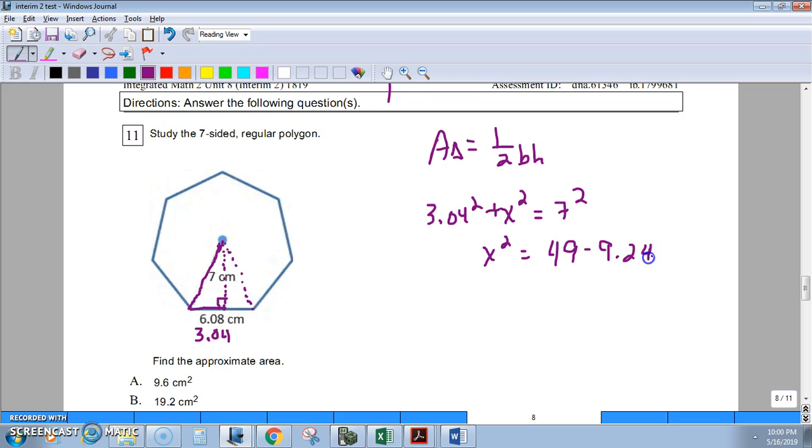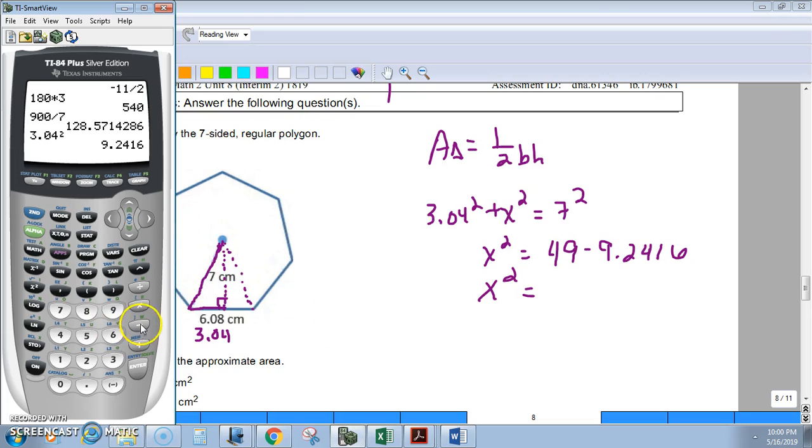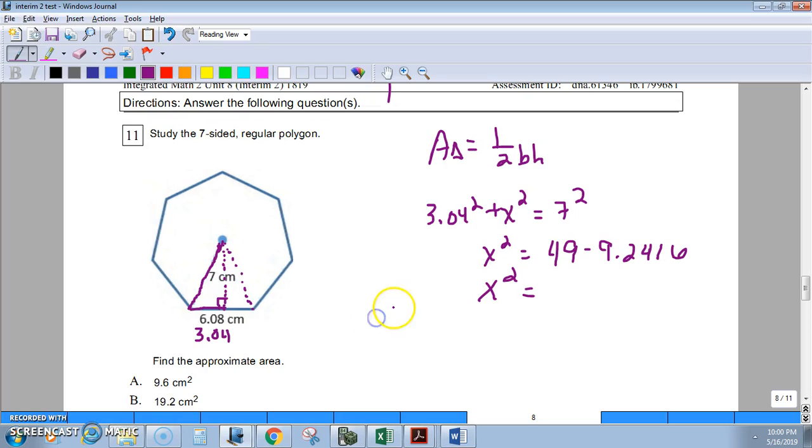9.2416. All right, so then x squared is approximately equal to 49 minus that, 39.75 approximately. And we'll just take the square root of both sides. We're doing all of this to find the height of that triangle so that we can find its area.